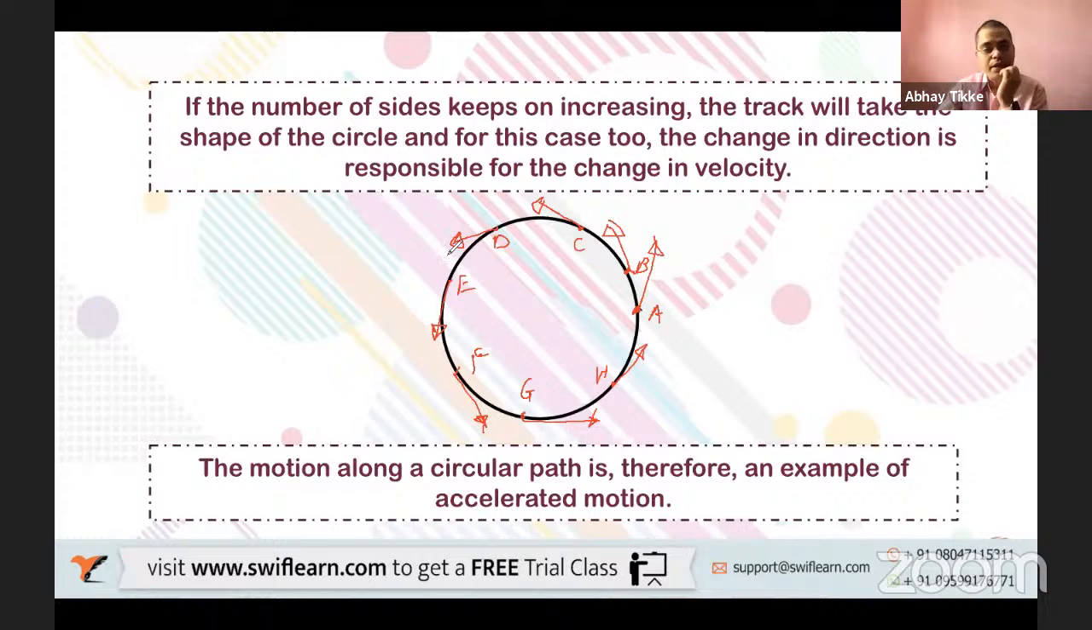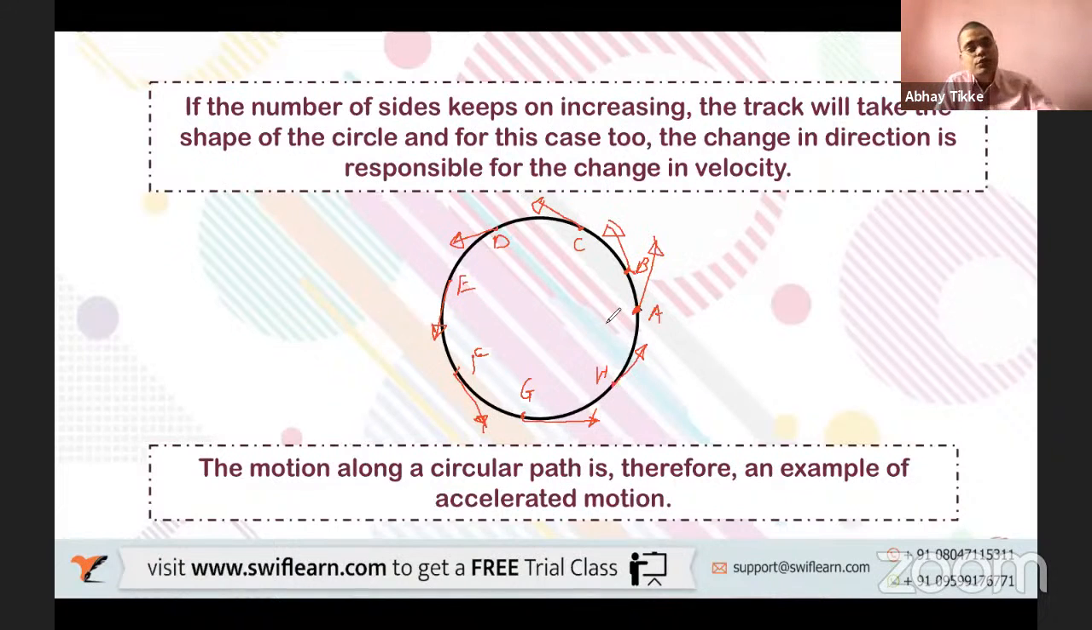So at every moment, every point, your direction is changed. Are you able to understand this? So the motion along the circular path is therefore an example of accelerated motion. Because at every point, how many points have I mentioned here? A, B, C, D, E, F, G, H, right? So at every point, you have to change the direction, as I showed here with the arrow. But direction भी change करनी पड़ रही है आपको और speed भी change करना पड़ेगा. So this motion is which motion? Accelerated motion.